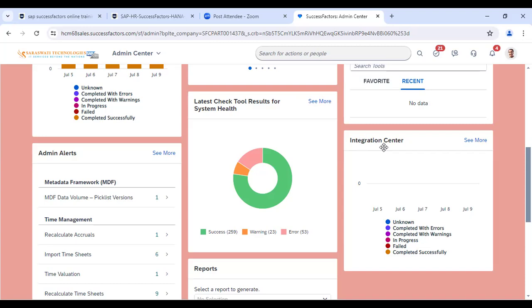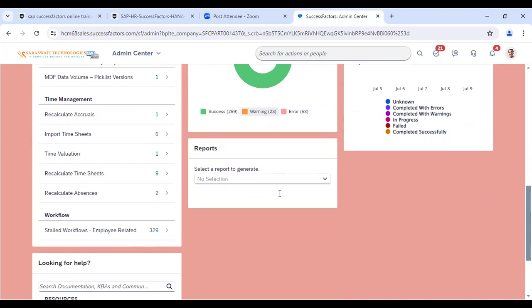Okay, in the Integration Center, what we will do is make the interfaces, that is from the upstream applications, and from SuccessFactors to the other applications, which are called the downstream applications. So you can relate everything here from the SuccessFactors Employee Central.